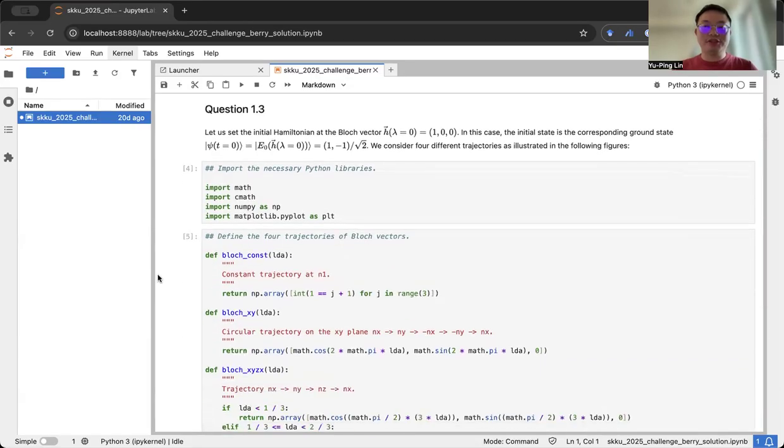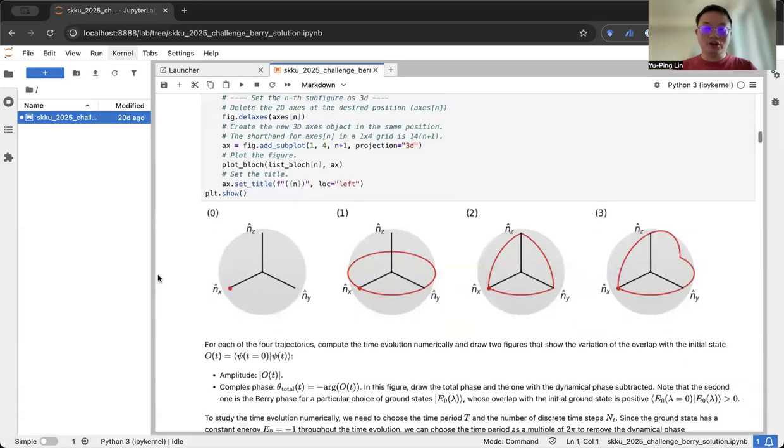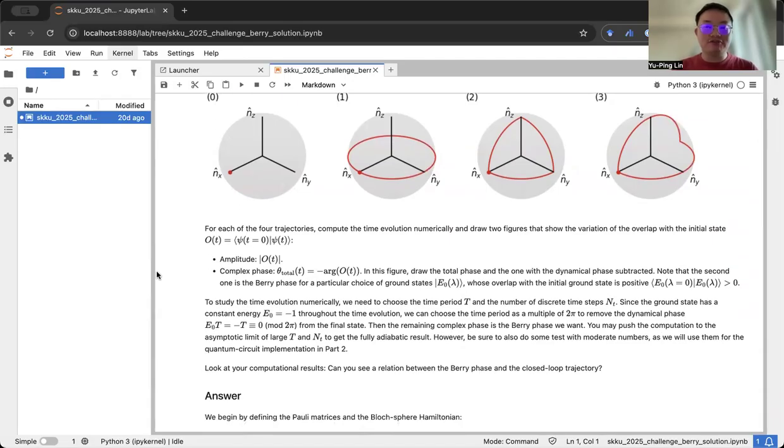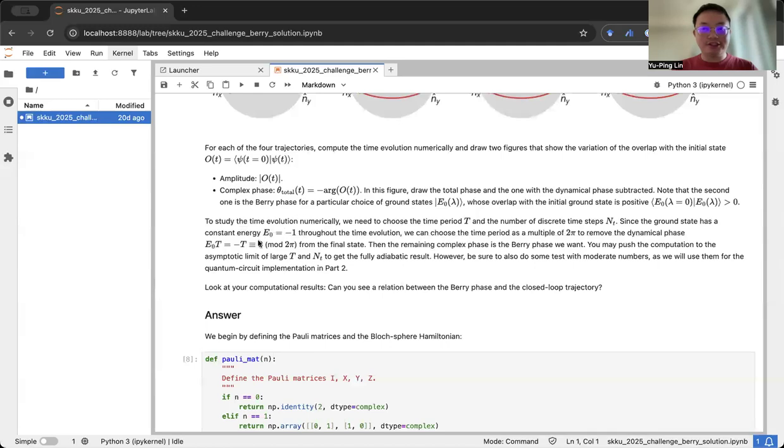And in question 1.3, I wanted you to compute the Berry phase of four different paths on the Bloch sphere. I wanted you to keep track of the overlap of the time-dependent state with the initial state, and particularly plot out the amplitude and also the complex phase, either the total complex phase or the one where the dynamical phase related to the energy is excluded. Because we consider the ground state energy to be -1, if we take the time to be a multiple of 2 pi, at the end of the trajectory the dynamical phase will just be equivalent to 0 modulo 2 pi. So the final total phase will just be the Berry phase that we want to look at.